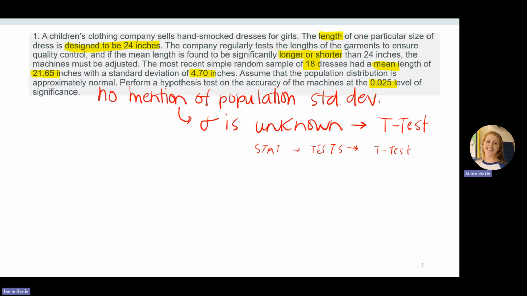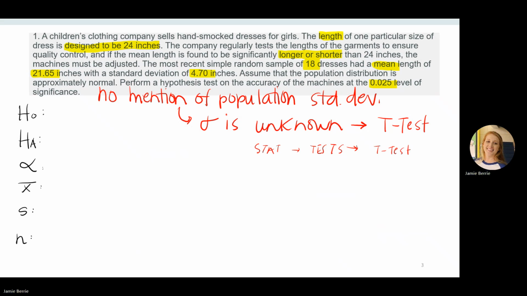Let's write down our important information before we jump over to our calculator. We need to state our H0 and our HA, our null and alternative hypotheses. We need to state our alpha level. We need to know our sample mean, our sample standard deviation, and our sample size.